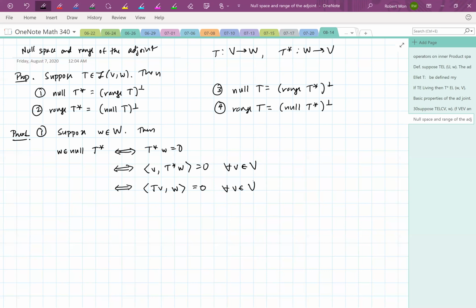Okay, but look at what this says. This is true for every v in V, which means that this vector Tv is always spitting out vectors in the range of T. And actually, as you take it over every vector v in V, this vector Tv goes over every vector in the range of T. So what this is saying is that w is going to be orthogonal to every Tv. In other words, w is orthogonal to every vector in the range of T. In other words, w is in the orthogonal complement of the range.